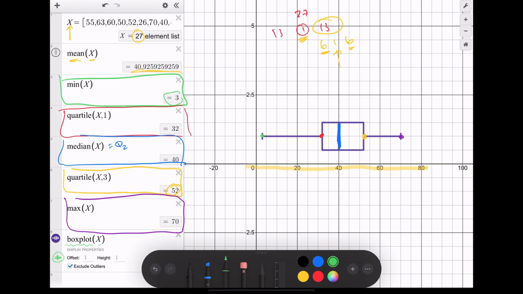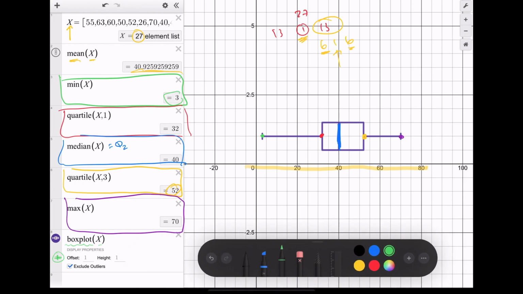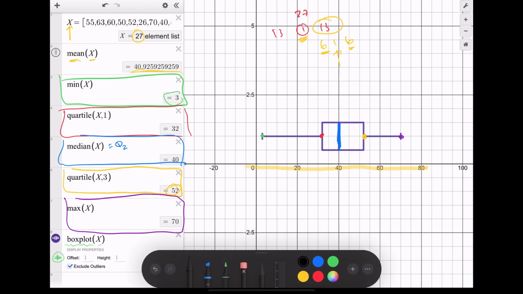Okay, use the graph above to describe the shape. Okay, shape: is it skewed left, skewed right, or is it approximately normal? Now, because the distance between the red and the green and the yellow and the purple is pretty much the same here, and even inside the box where the blue line is, it's pretty much halfway, I would say this is approximately normal, which basically means no skewness.